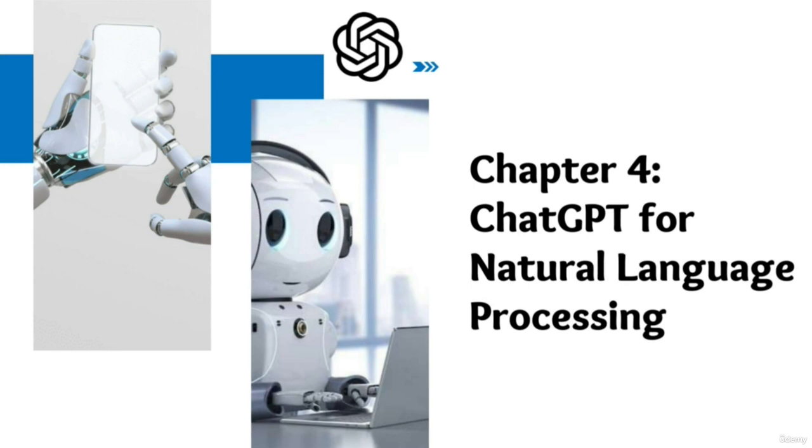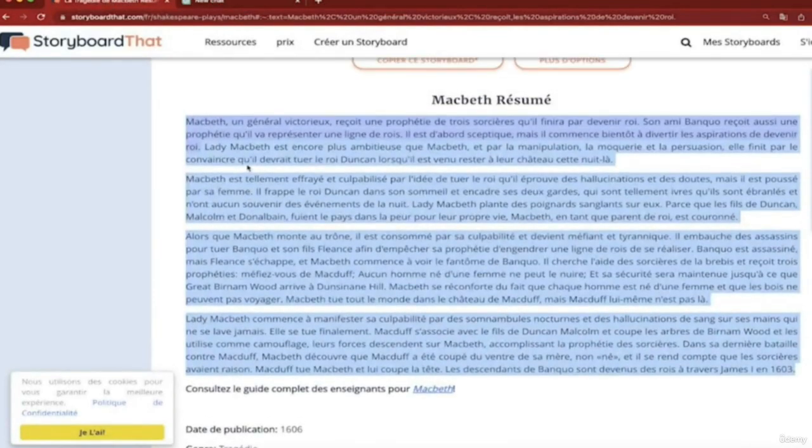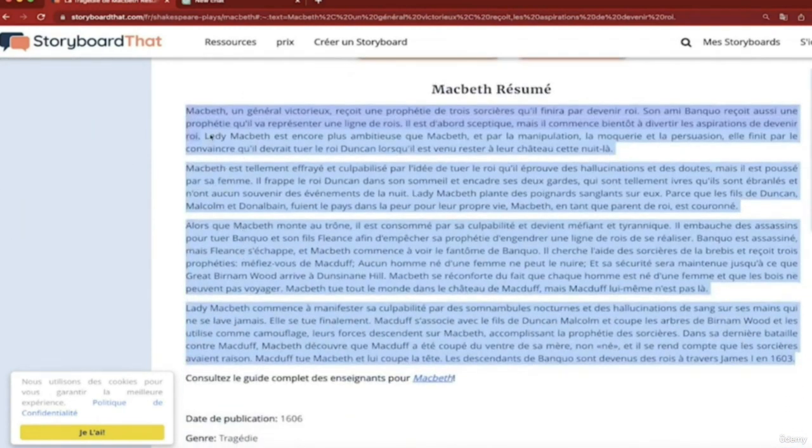Chapter 4, Lesson 1. ChatGPT for Natural Language Processing. I'm going to show you how to translate anything into another language. And I'm going to give you an example. Let's go here. I've got this storyboard for a summary of Macbeth, and it's all in French. And here it is. And I can read part of it. I took French up to grade 11.